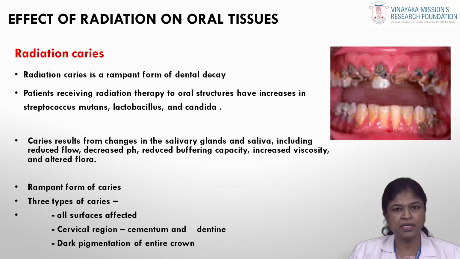Radiation caries is basically of 3 types, and the most common one affects the buccal, occlusal, incisal, and the palatal surfaces. Another type involves the cementum and the dentine in the cervical region. These lesions may progress around the teeth circumferentially, which results in loss of the entire crown. The final type has dark pigmentation of the entire crown, and sometimes the incisal edges may also be markedly worn.